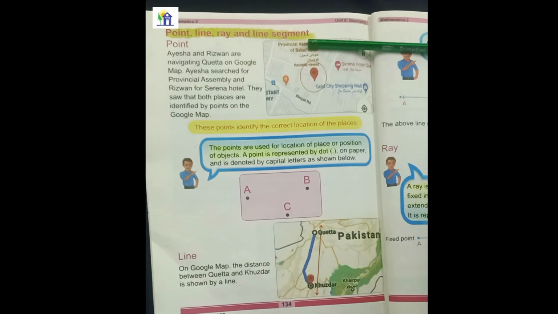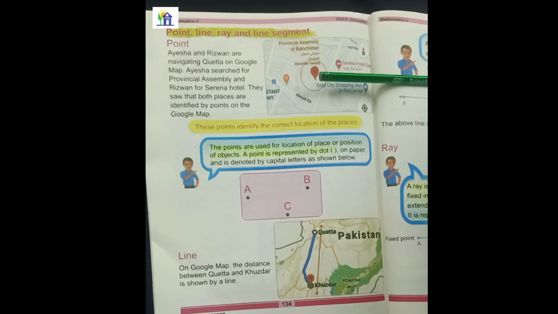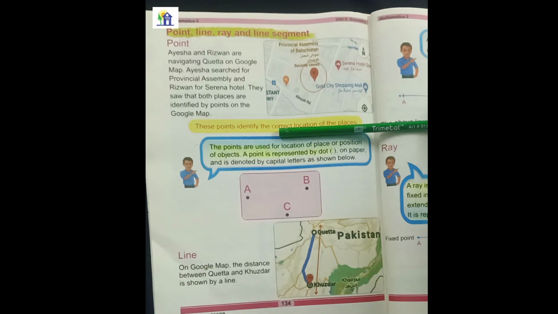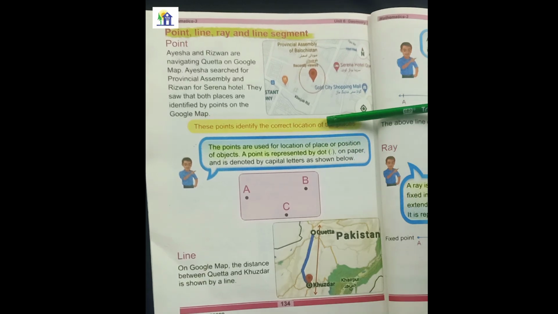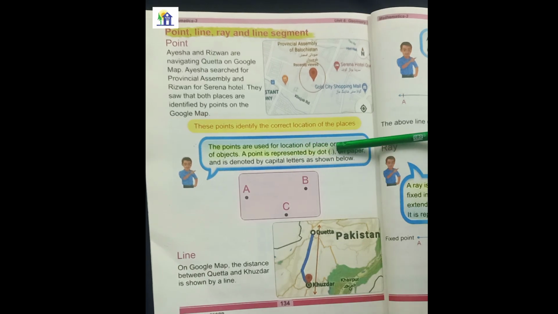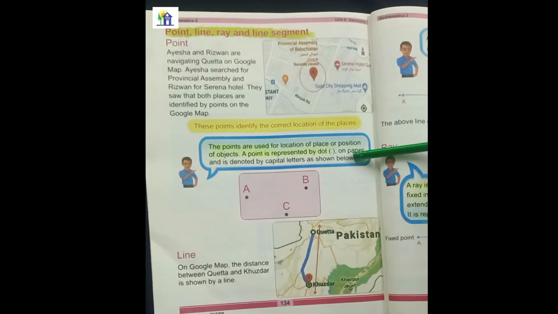What is a point, students? Aisha and Rizwan are navigating Quetta on Google Map. Aisha searched for Provincial Assembly and Rizwan for Serena Hotel. They saw that both places are identified by points on the Google Map like this. These points identify the correct location of the places. The points are used for location of a place or position of an object. A point is represented by a dot like this.